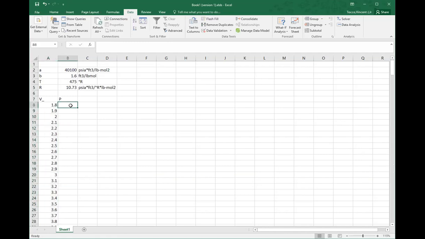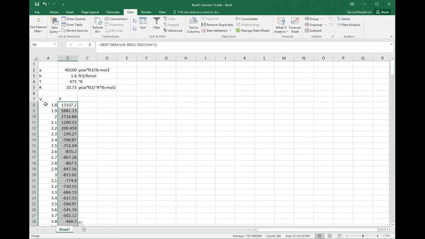I want to calculate my P now. So this is the van der Waals equation of state. It is R times T divided by V under bar minus B, minus A divided by V under bar squared. Okay, that looks good. So that makes sense. At very low molar volumes, my pressure should be extremely high, and it should drop very quickly.